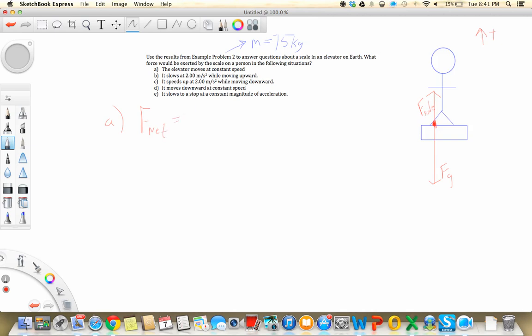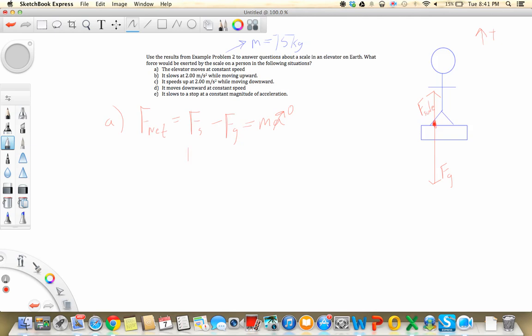So our net force is going to be equal to, I went ahead and picked up to be the positive for this problem. And so that means we're going to have our force of our scale minus our force due to gravity, and that's going to be equal to the mass times the acceleration. If we're moving at a constant speed, we're not accelerating. That's going to equal 0.